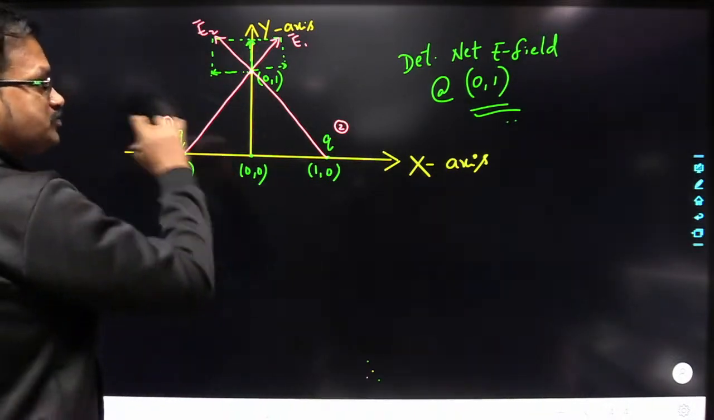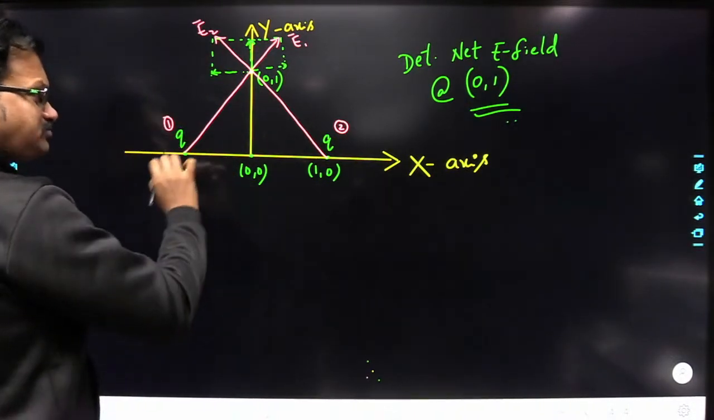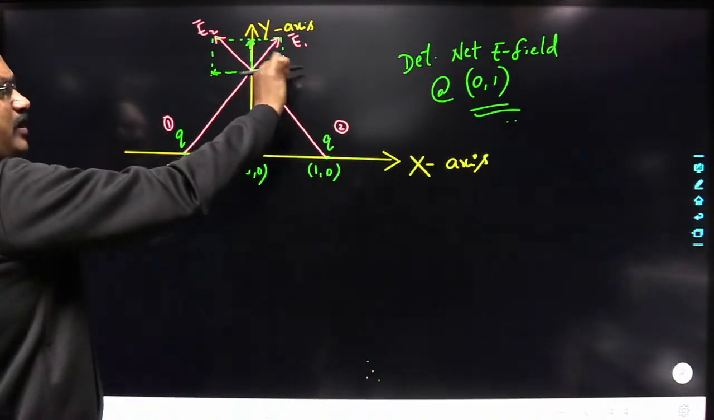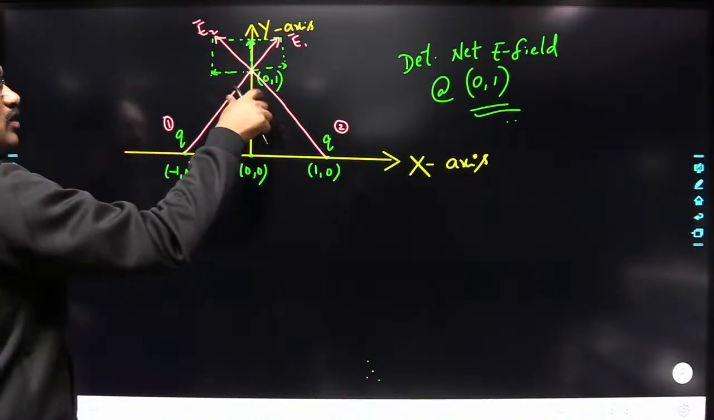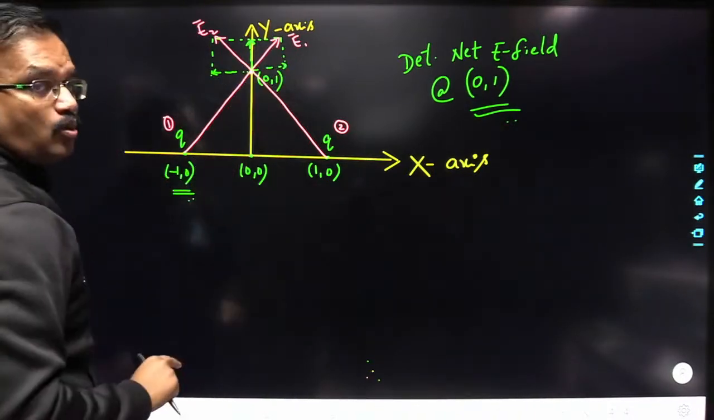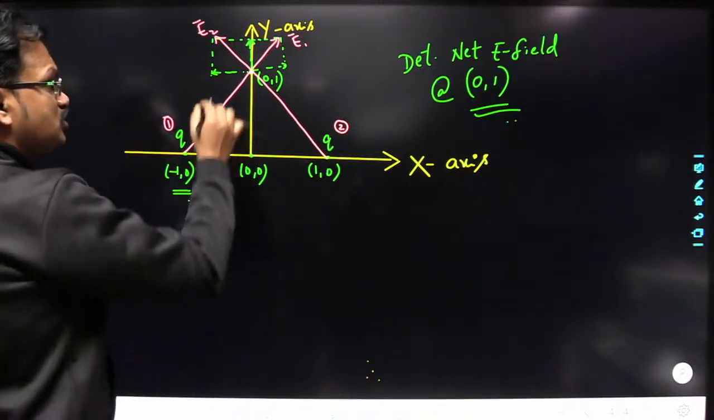Understood? Now if you observe here, this x component of E1 and the x component of E2, both are exactly opposite to one another. Yes or no? So these two will get what here?